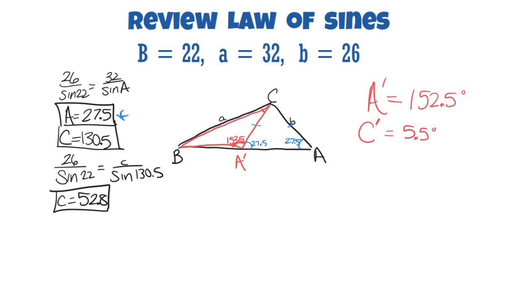And now what I'm going to do is go back to what was given. I'm back to 26 over the sine of 22. And I'm looking for little c prime. I'm looking for this length down here now. It's a lot shorter than it used to be. And I'm going to use my 5.5 degree angle to get to that. So 26 times the sine of 5.5, and take that and divide it by the sine of 22. And I have a little c prime measurement of 6.7.